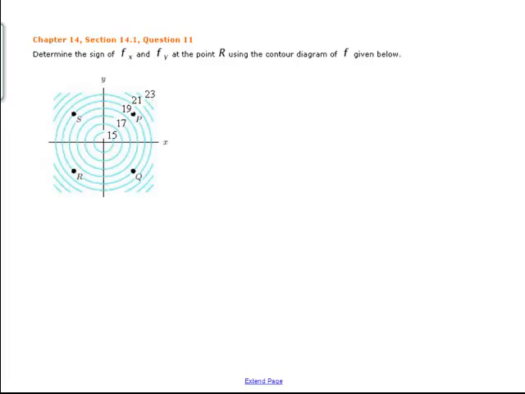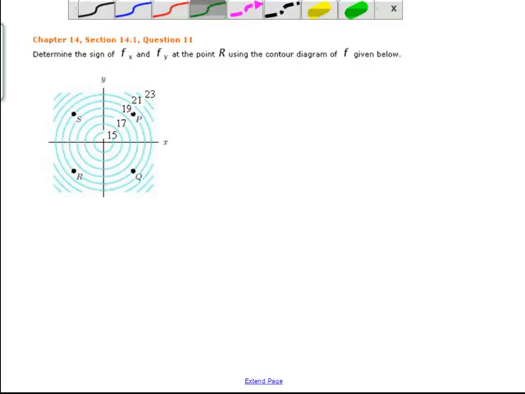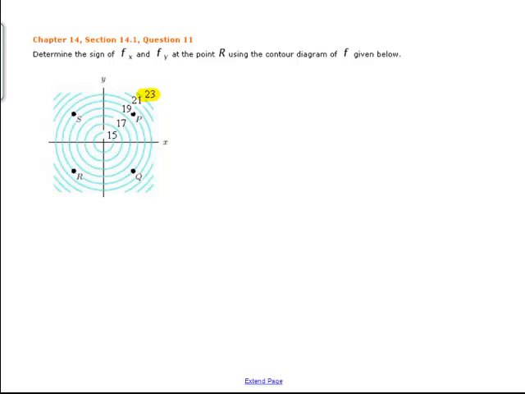All right, so let's look at some example problems similar to the ones that you'll be doing in your problem set. So we've got a contour map, and just so that we can see what's going on, these are my contour lines, or my z values rather, and we're looking at point R, and we want to find f sub x and f sub y, so these are the partial derivatives in the x direction and the y direction.